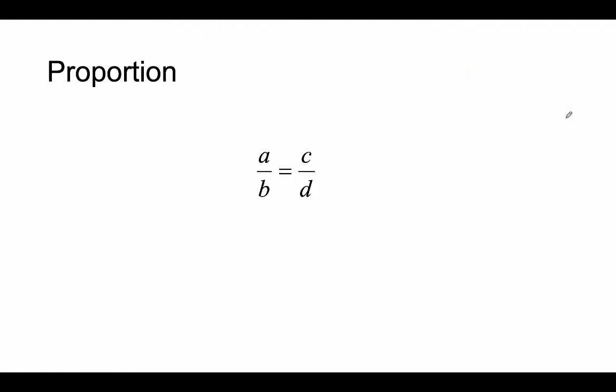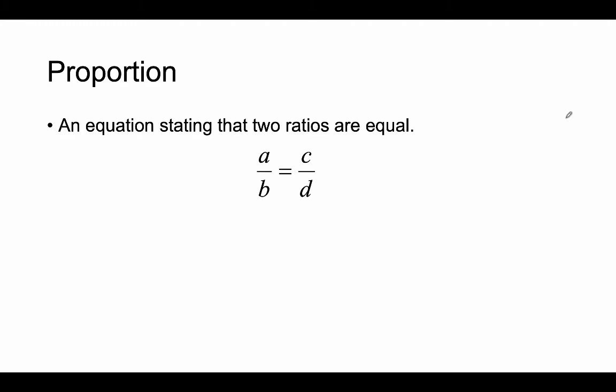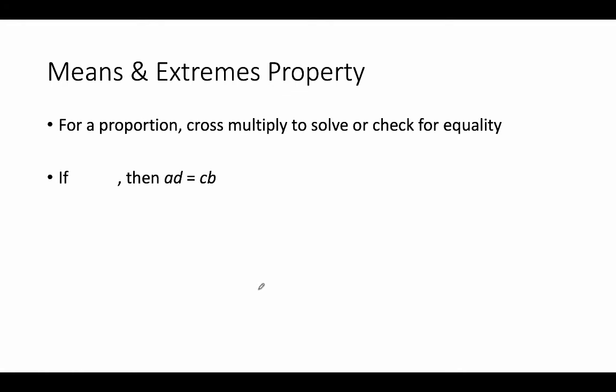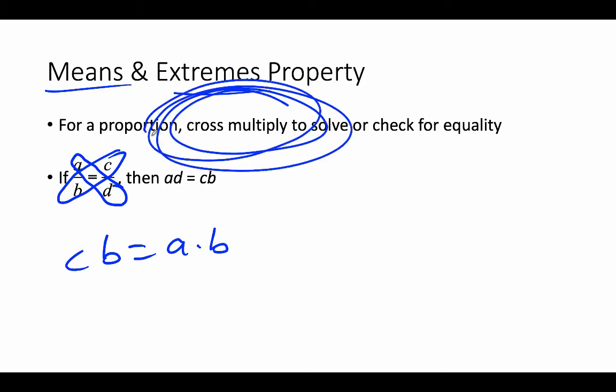A proportion. How do you solve a proportion? You solve a proportion by doing crisscross applesauce, right? So if A over B equals C over D, what we are going to do here is crisscross applesauce. Remember, C times B equals A times D. And that's something about the means and the extremes. I prefer to refer to it as cross multiplication.